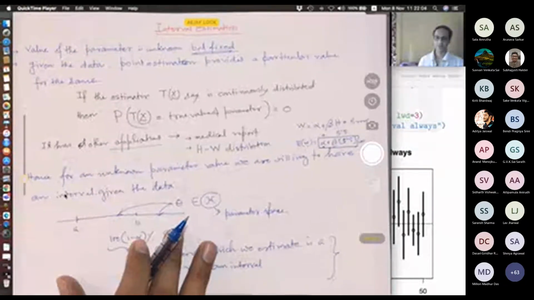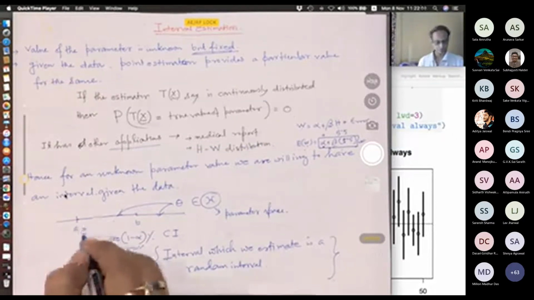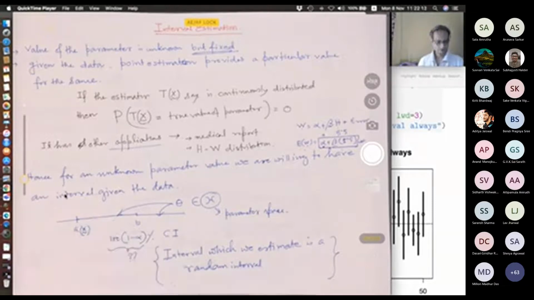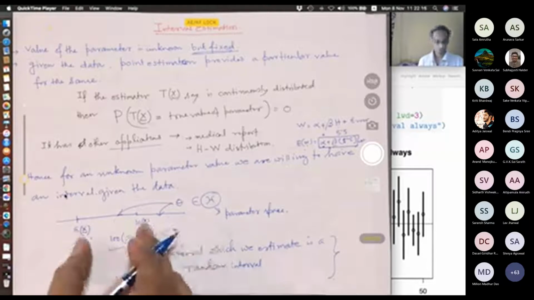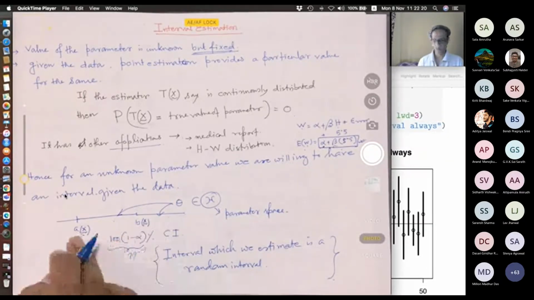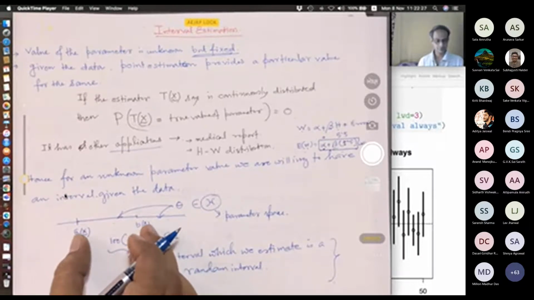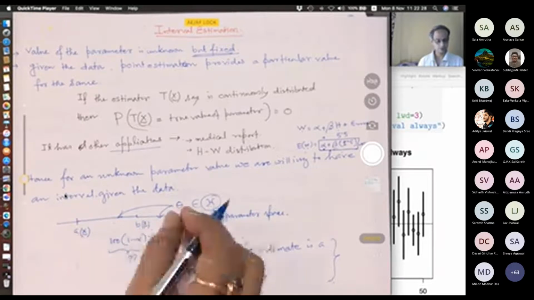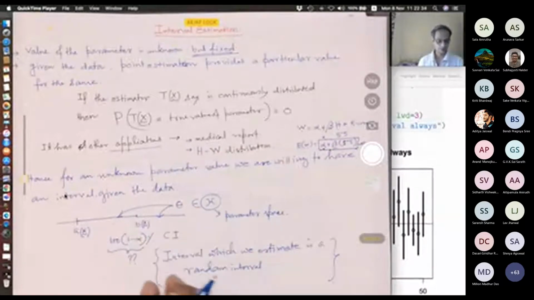So as we have done point estimation, in a similar way we will do the estimation for this thing and the estimation for this thing, and this will become a random variable. This will also become a random variable. So this interval will become a random interval. That random interval is supposed to contain the true value of the parameter with a certain probability, and that probability is 1 minus alpha, pre-specified.